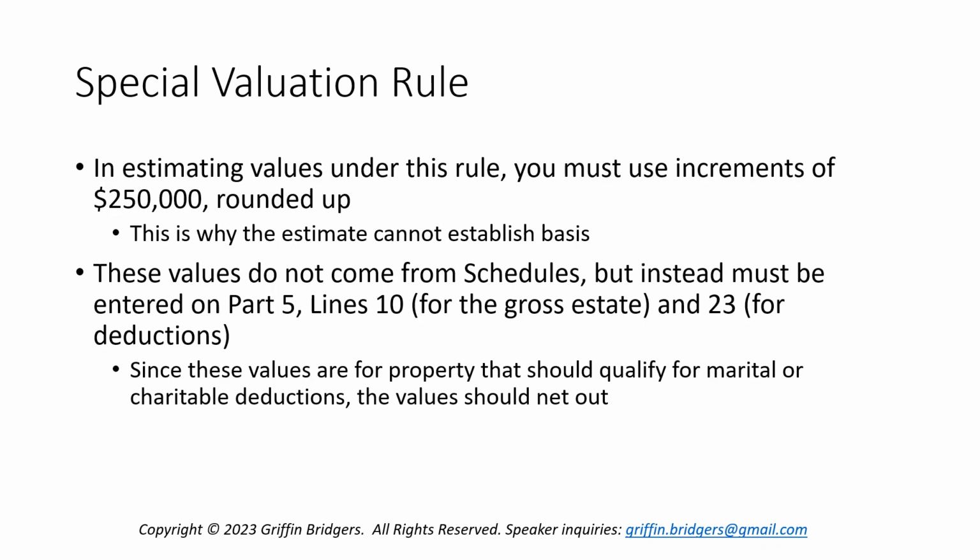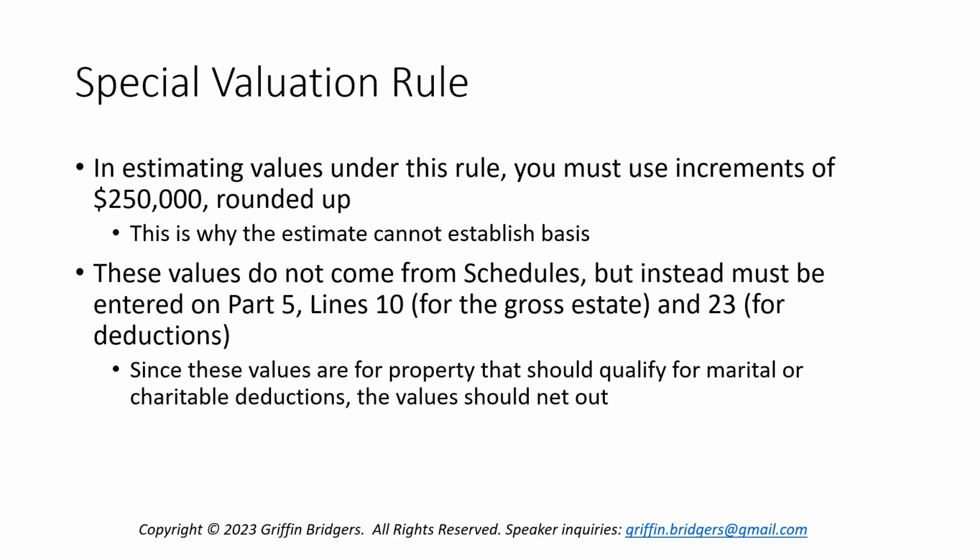So, that being said, as I mentioned, if we're estimating values, we first have to figure out the pool of everything that actually qualifies, and then we're not going to estimate the value one by one through those whole non-fractional assets. Instead, what we're going to do is estimate the value of everything in increments of $250,000 rounded up by the executor, which is really why this estimate cannot establish basis, because we're not reporting individual asset values. We're reporting a blanket estimate in $250,000 increments for everything that might qualify.